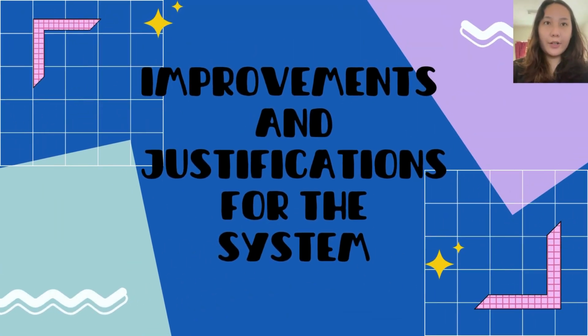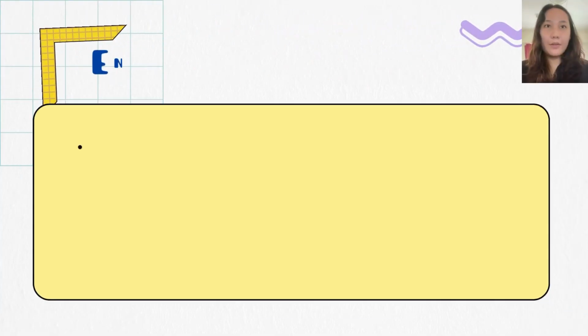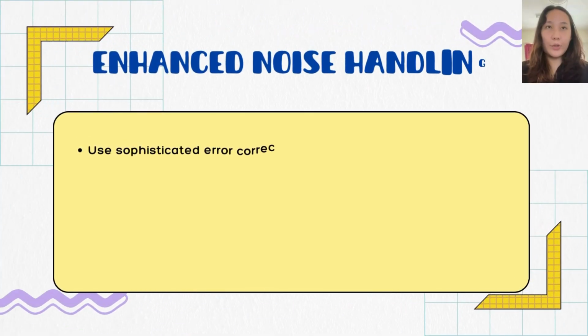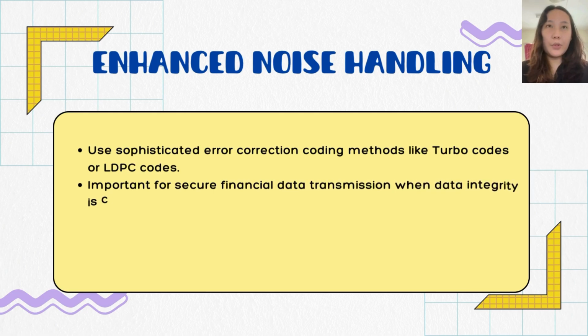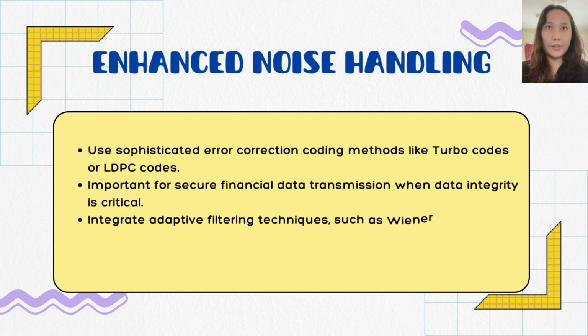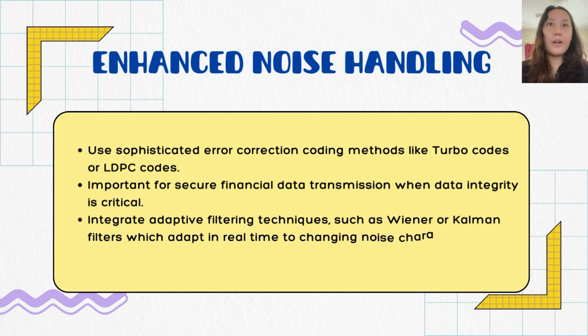Next, we'll be talking about the improvements and justifications for the system. Firstly, to improve the system, we need to have enhanced noise handling, which is to use sophisticated error correction coding methods like turbo codes or LDPC codes. It is important for secure financial data transmission when data integrity is critical.